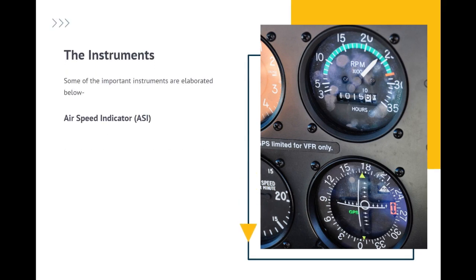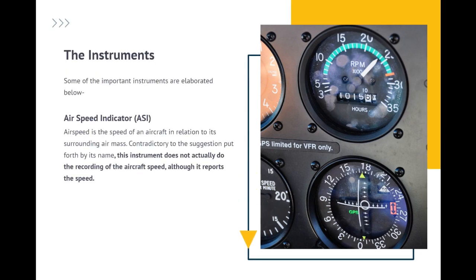Some of the important instruments are elaborated below. Airspeed indicator, ASI. Airspeed is the speed of an aircraft in relation to its surrounding air mass. Contrary to the suggestion put forth by its name, this instrument does not actually record the aircraft speed, although it reports the speed.